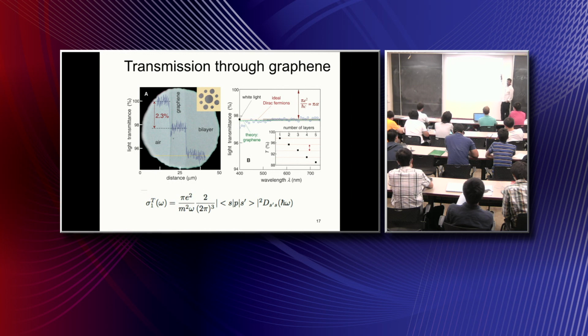Okay? So if I take a single sheet of graphene and I shine light through it, the transmission through it is 1 minus pi alpha, where alpha is the fine structure constant. Okay, so how can this be? Well, it comes as a consequence of this expression here.